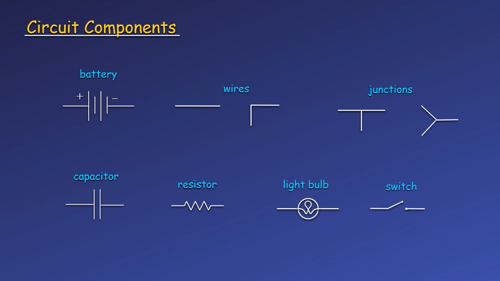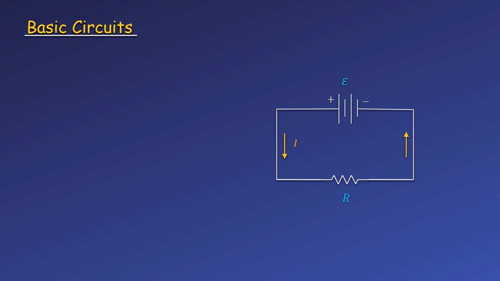Finally, we have a switch that we can represent with a gap or a break in the circuit. This physical gap prevents current from flowing, and closing the switch will allow current to flow. Now let's look again at the circuit with a resistor connected to a battery.